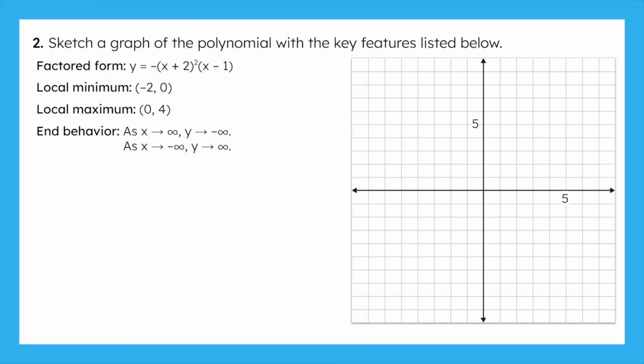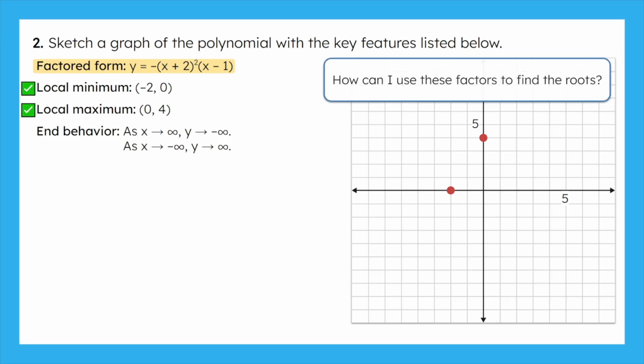In this problem, we're given the factored form of the polynomial, a local minimum and maximum point, and the end behavior. All right, let's start the same way we did before, by plotting the points we're given. In this problem, that's a local minimum at -2, 0, and a local maximum at 0, 4. Instead of roots, I have the factored form of the function, though. How can I use these factors to find the roots?